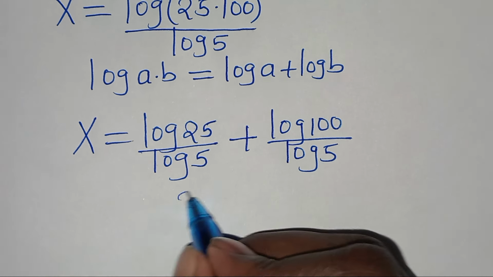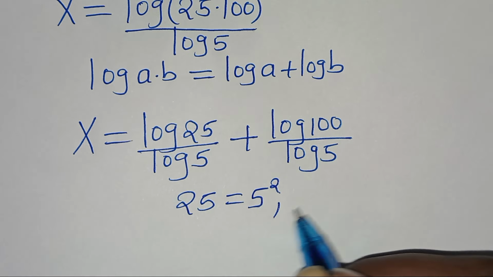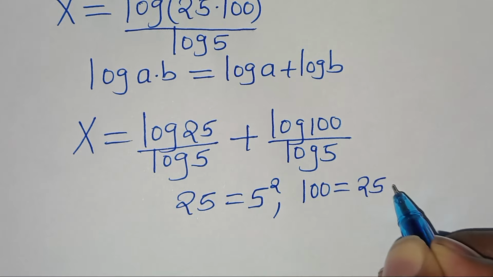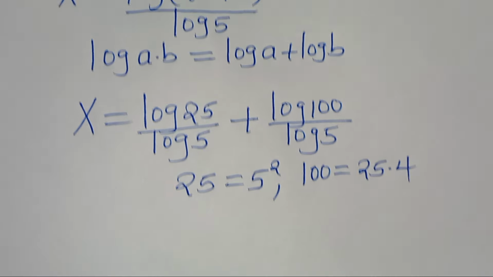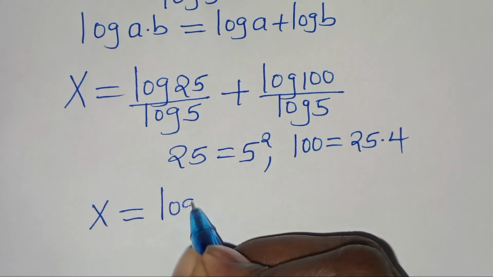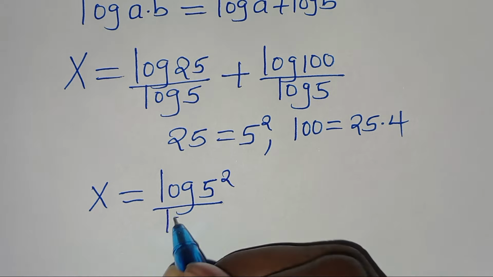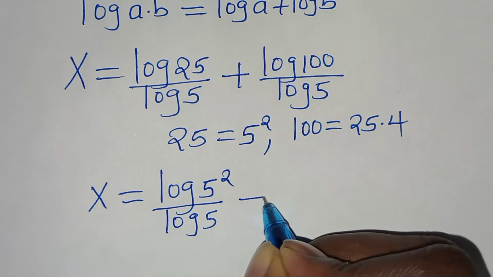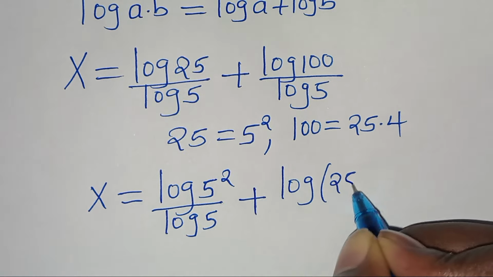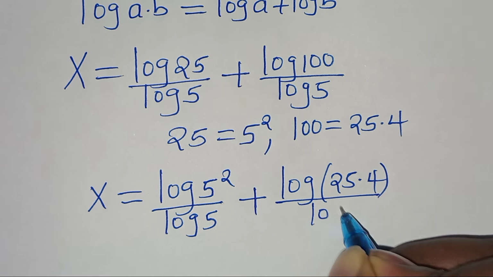The next step is that we can express 25 as the same thing as 5 to the power of 2, and then 100 is the same thing as 25 multiplied by 4. So that now x is equal to log 5 to the power of 2 divided by log 5, plus log 25 multiplied by 4, then divided by log 5.